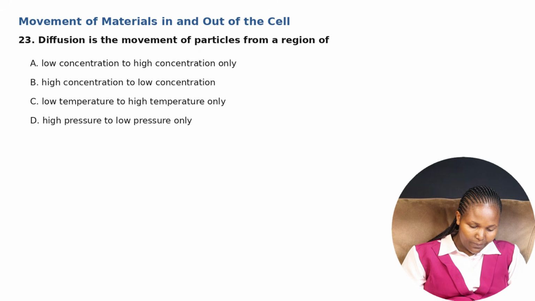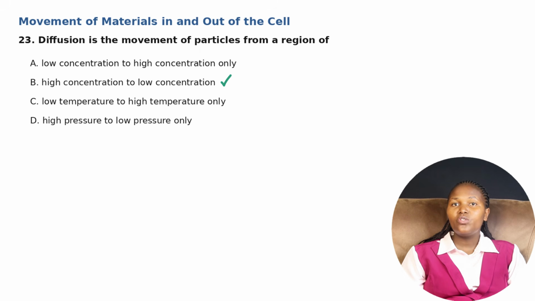Question 23. Diffusion is the movement of particles from a region of: A, low concentration to high concentration only; B, high concentration to low concentration; C, low temperature to high temperature only; D, high pressure to low pressure only. Now, the correct answer is option B, from a region of high concentration to a region of low concentration.